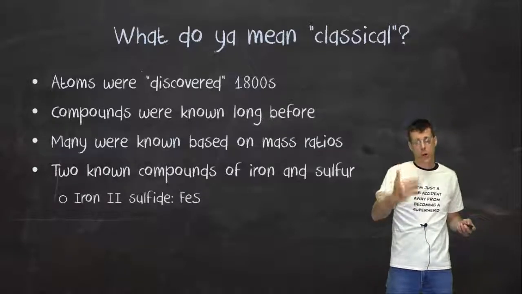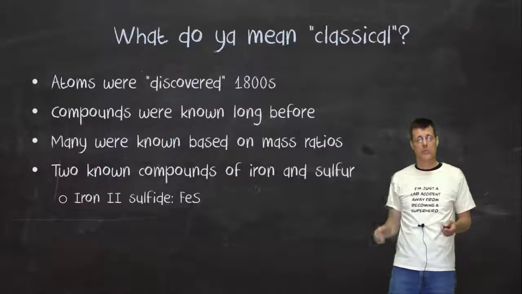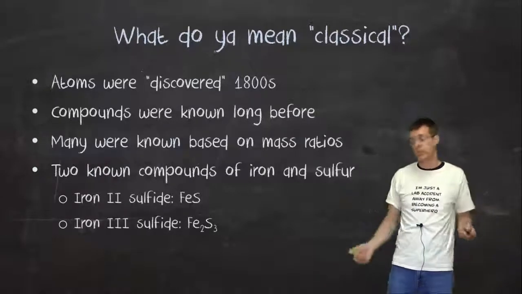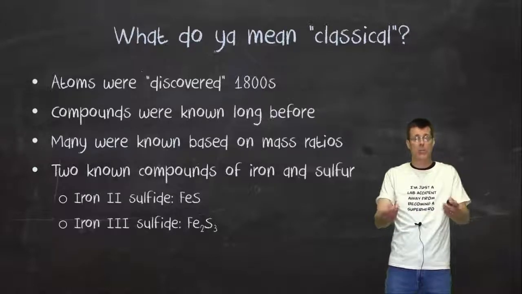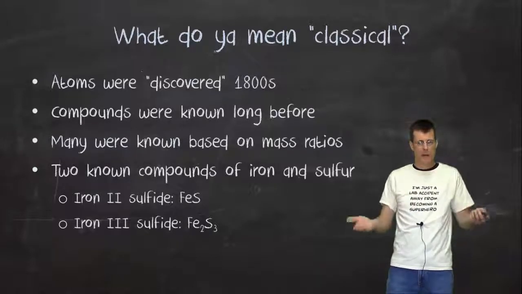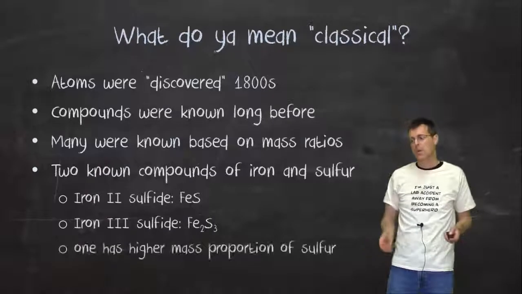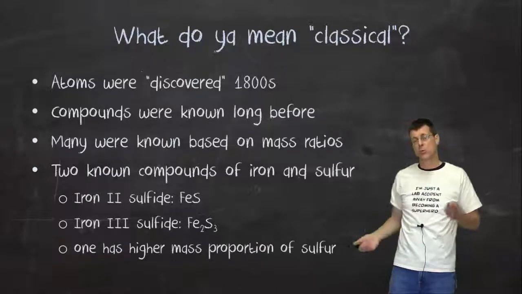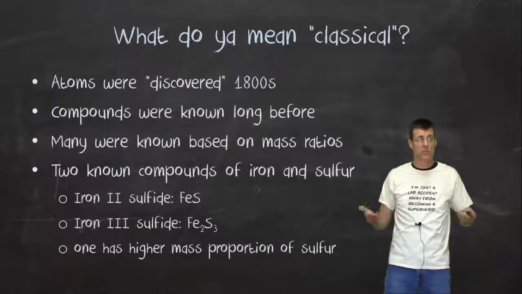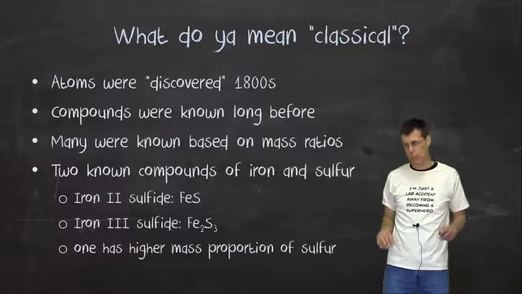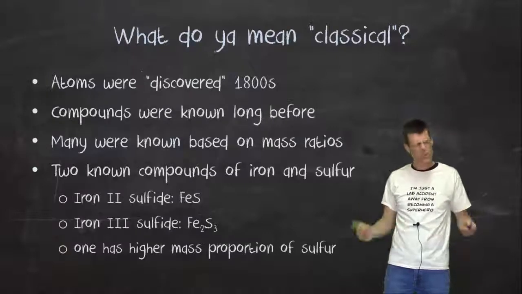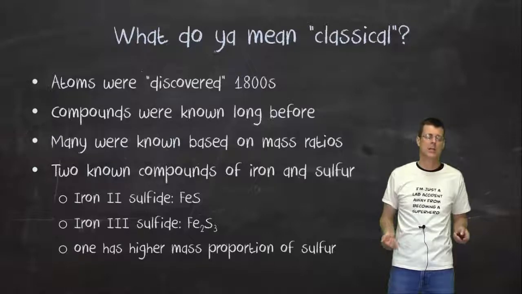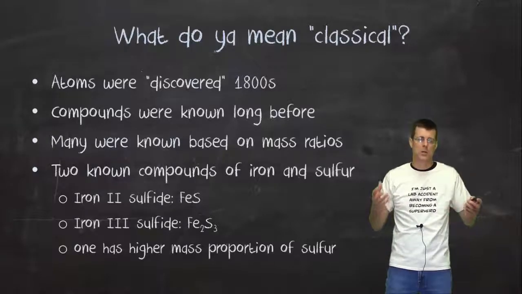One we now know of as iron, Roman numeral 2 sulfide, and the other one is iron 3 sulfide. We now know the formulas, and we now know those little numbers mean how many atoms there were, but what would you do before you had an understanding of atoms? What they did have was that one had a higher proportion of sulfur in terms of how the mass ratios worked out. So you didn't need to write any of this stuff down. Sorry for telling you at the end of it instead of at the beginning of it. But that's how the stuff worked.